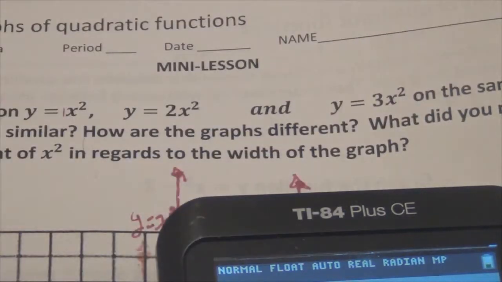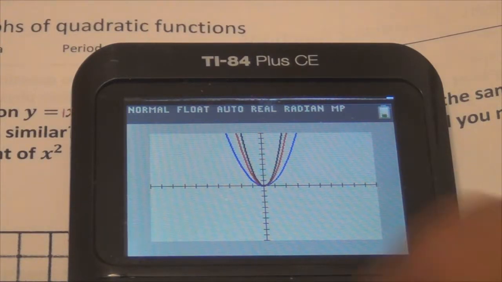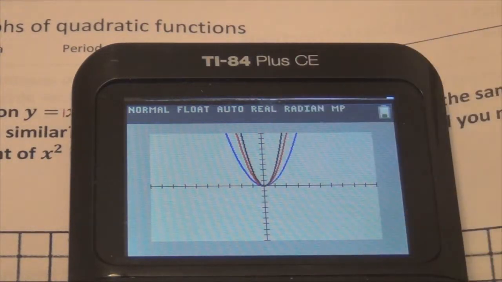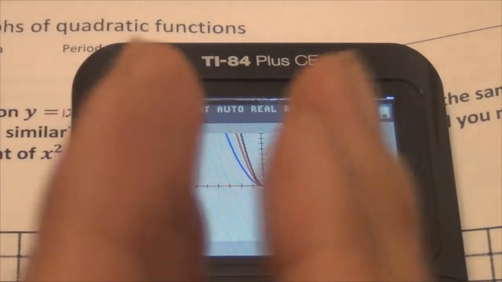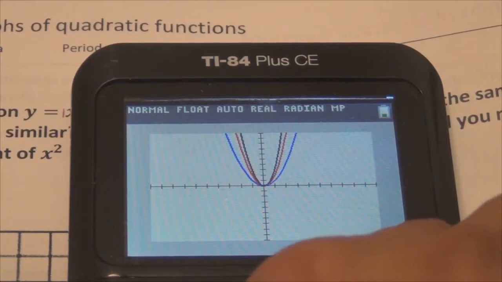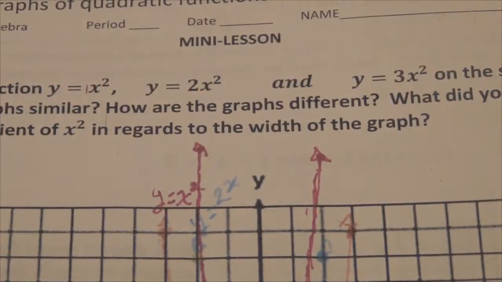But how are they different? What did you notice about the coefficient of x squared in regards to the width of the graph? In other words, what does the coefficient have to do with the width of the graph? Well, that's for you to answer. Remember, the larger the coefficient, then what happens to the parabola? It became narrower, skinnier, correct? Okay then, so that's about it for this one. Now you could place your answer right here on this space at the bottom. Let's move on to the next one.